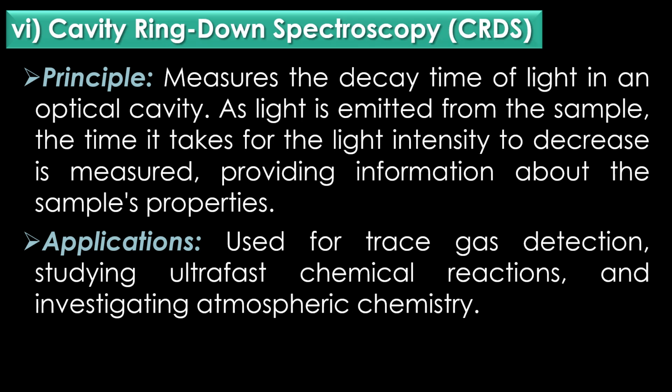The sixth type of emission spectroscopy is cavity ring down spectroscopy. In short form, it is called CRDS. Cavity ring down spectroscopy measures the decay time of light in an optical cavity. As light is emitted from the sample, the time it takes for the light intensity to decrease is measured, providing information about the sample's properties. It is a highly sensitive technique used for trace gas detection, studying ultra-fast chemical reactions, and investigating atmospheric chemistry.